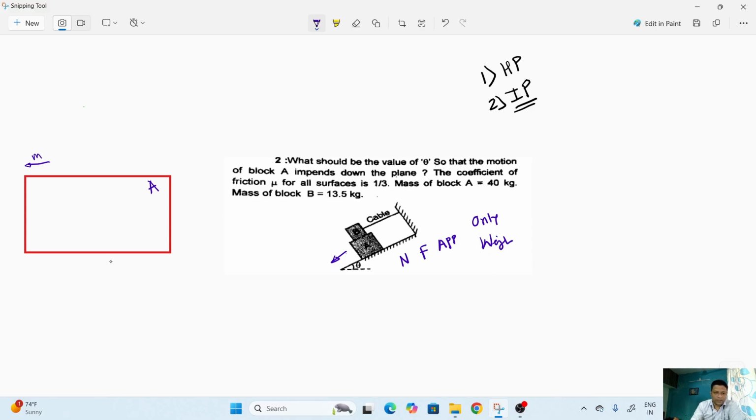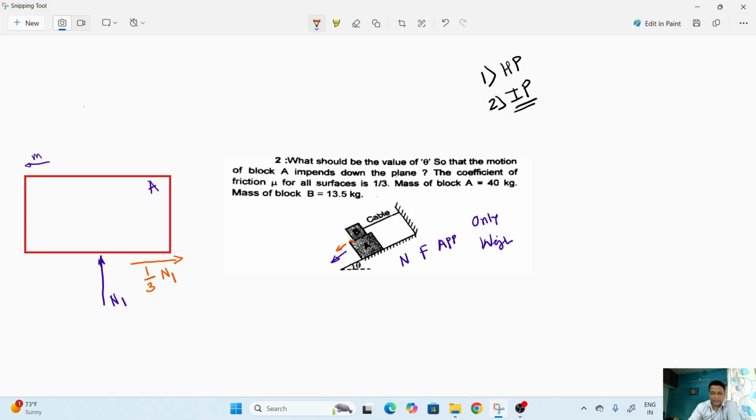First we'll draw the normal reaction. We'll call this N1. Then we'll draw the friction force. We'll change the color. The body is moving in this direction, so the friction force will always act in the opposite direction. The value of the friction force is equal to mu, that is 1/3, into N1. This is the value of the friction force. As block A is moving in the downward direction, block B will not move along with block A. Only block A will move in the downward direction.